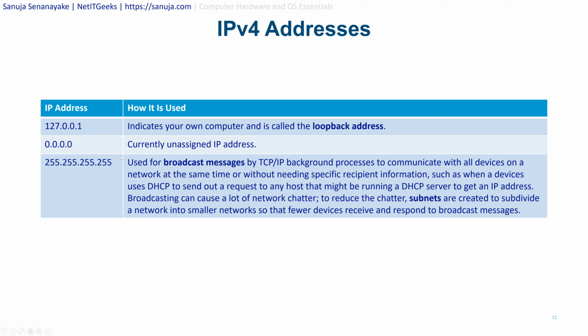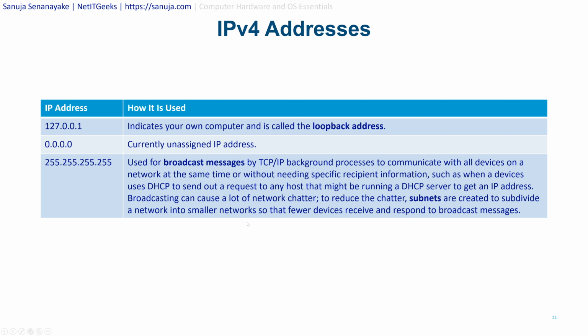So if you have a device that just connected to your network and requires a DHCP IP address from a DHCP server, it can use the broadcast address 255 to send that broadcast message. So therefore, this is also a reserved IP address. Broadcasting can cause a lot of network chatter, or in other words, congestion.